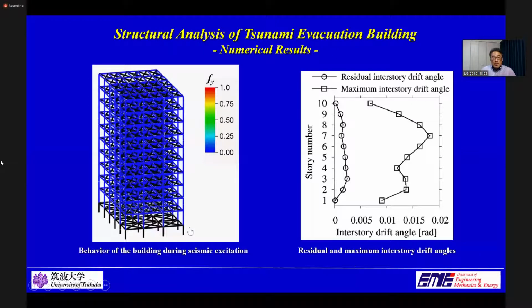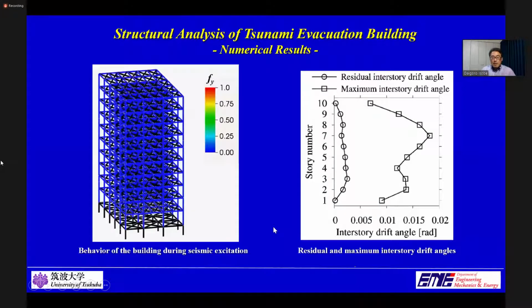The residual and maximum interstory drift angles are shown in this figure on the right. The maximum interstory drift angle reached nearly 1/50th radian on the 7th floor and nearly or over 1/100th at other floors. However, the residual interstory drift angle at all floors was very small. So it can be said that the damage caused by the seismic motion itself was very small.